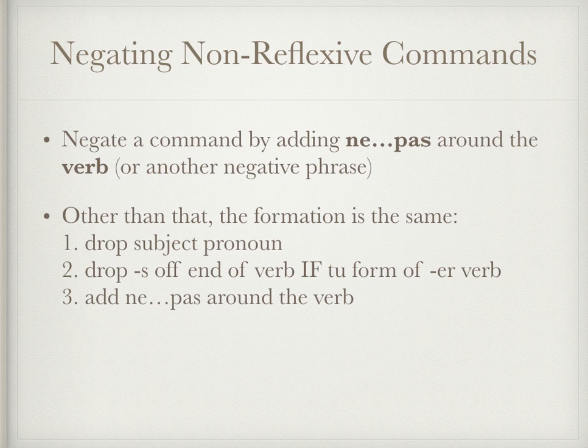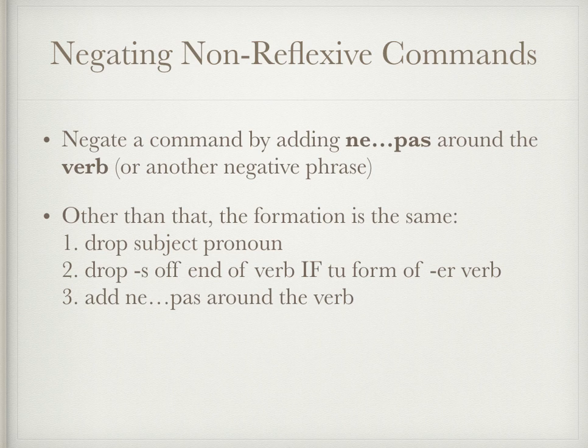So therefore, to negate non-reflexive commands, we're going to do the exact same thing. All we have to do is add the ne and the pas or another negative phrase around our verb. So our first step, we drop our subject pronoun. If it's a tu form of an ER verb, we'll drop the final S. And the only other thing we have to worry about is adding a ne pas around the verb. There's no difference between negating non-reflexive commands and negating a typical sentence.